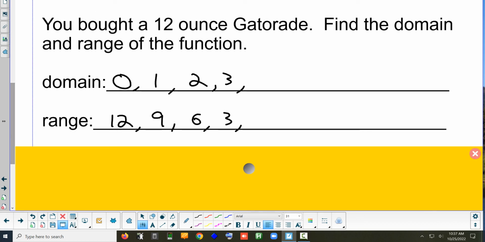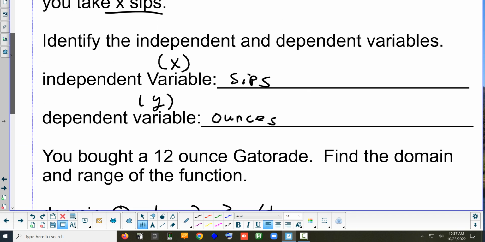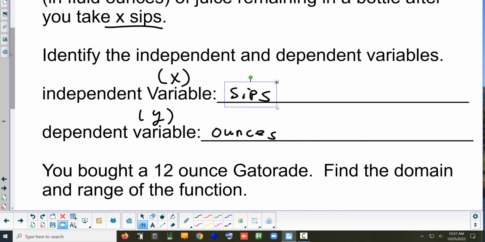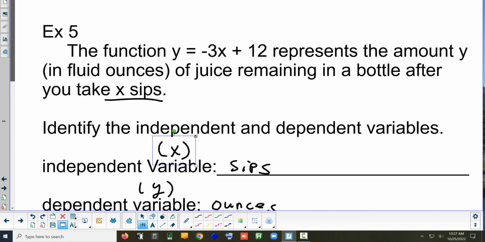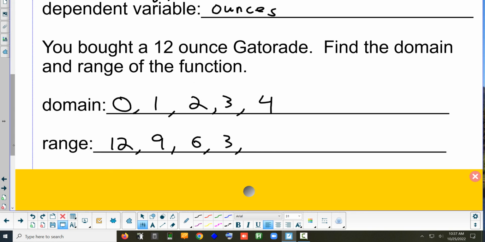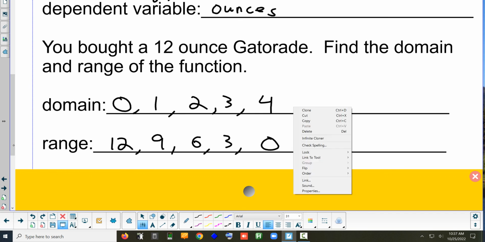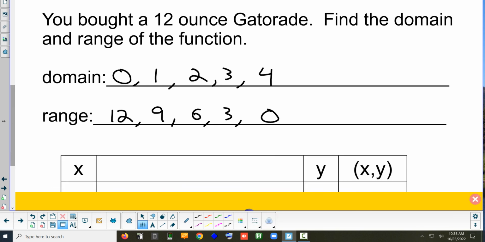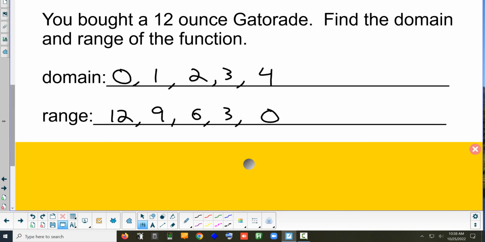I still have a little bit left, so let's try 4 sips. If I take 4 sips, plug in 4 for x. What's negative 3 times 4? Negative 12, and then plus 12, 0. So how much do I have left now? Nothing. I finished it all in 4 sips. So don't say now you could do 5 sips. No, you can't. You drank it all. You're at 0. So that's how you find the domain and the range.